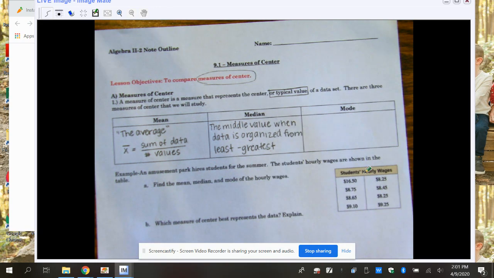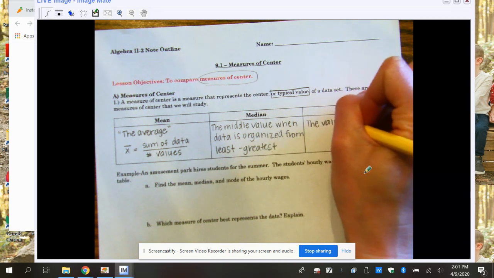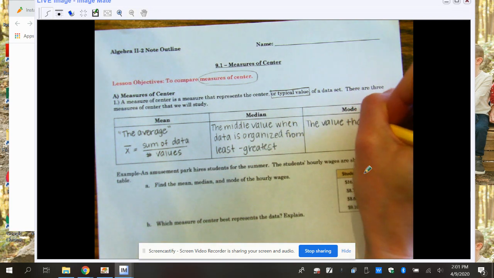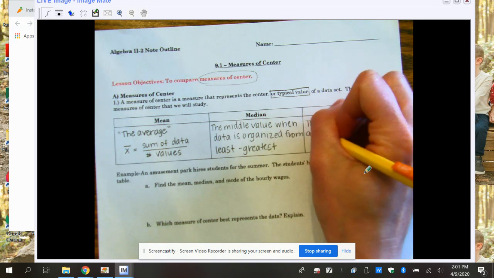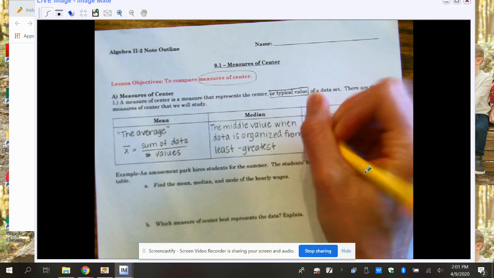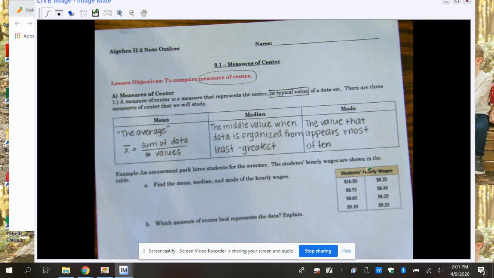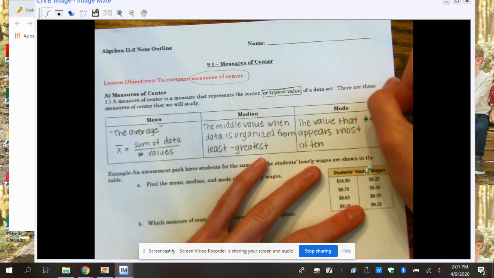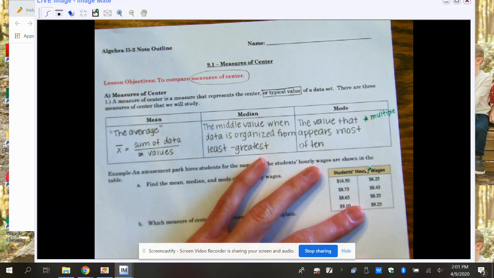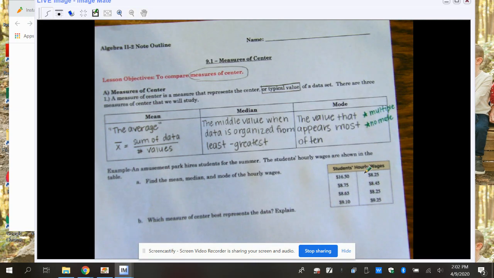The mode is the value that appears most often. Something to know about the mode is that there can be multiple modes. If the number 3 appears twice and the number 2 appears twice, then you'd have two modes. Or you may have no mode, if every value only appears once.